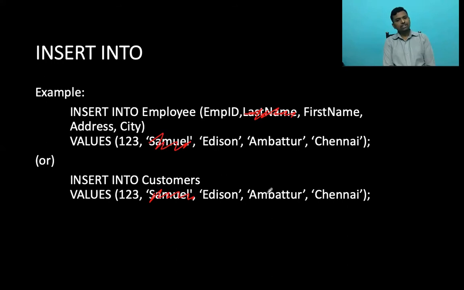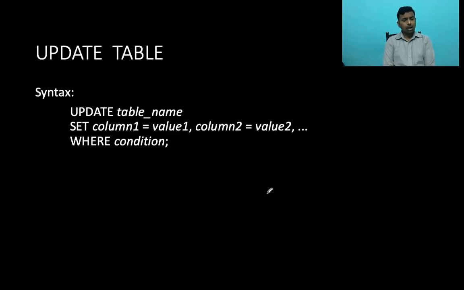So how will he update it? With the help of the update command. How will I do it? I'll say update table name, followed by the table name immediately, and set the column that I want to change. Change your last name, change your first name. Yes, go ahead: set last name equal to something, first name equal to something, where condition.